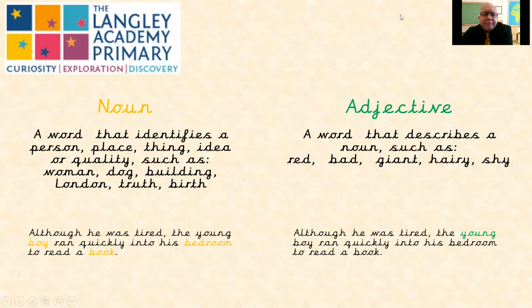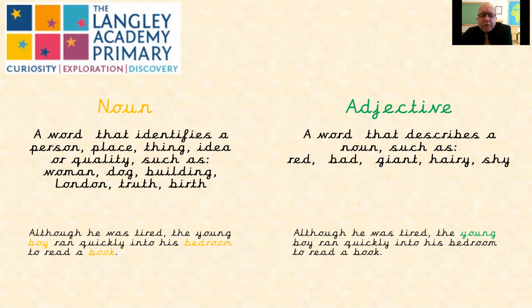So a reminder of what a noun is. A noun identifies the person, a place, a thing, an idea, or a quality, such as woman, dog, building, London, truth, birth. Now, you'll notice that London has got a capital letter. That's because it's a precise noun. It's a specific place. There's only one London, so it gets a capital letter.